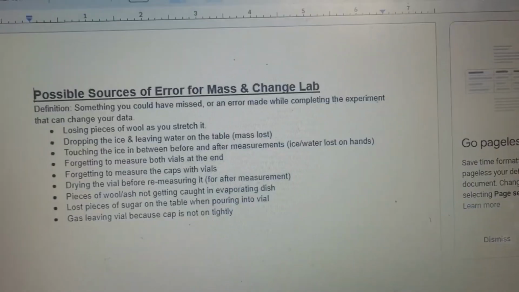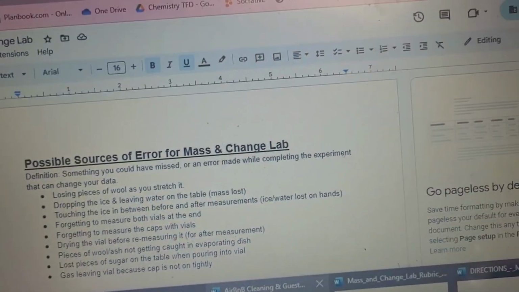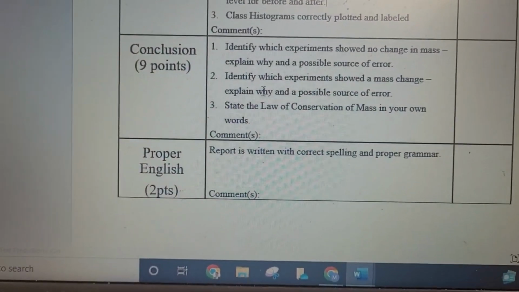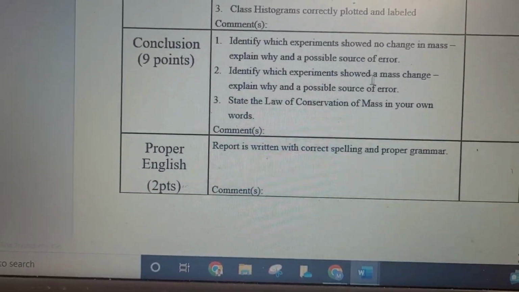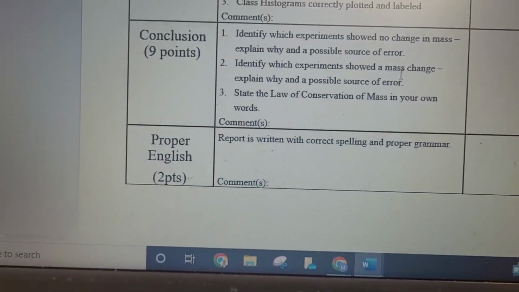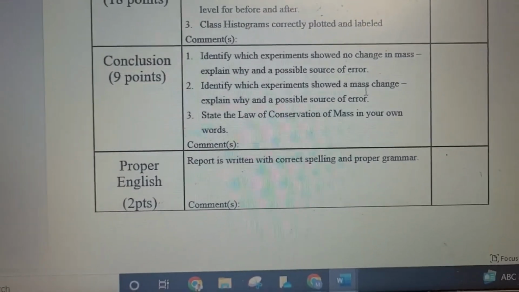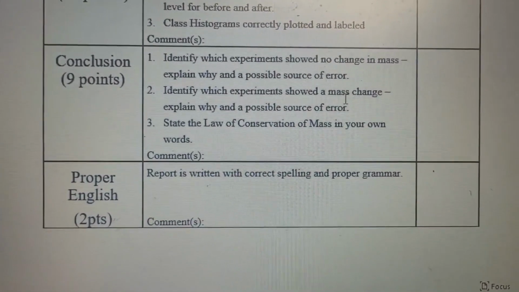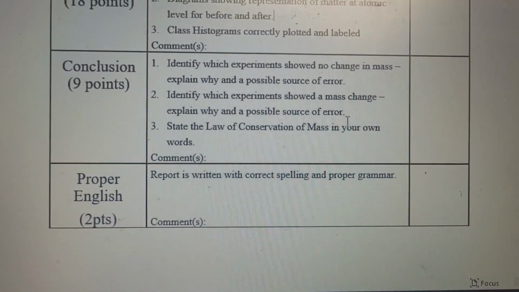So that is what you will type there. And then that next paragraph or next part, you're going to identify which one showed a change in mass. So you're just going to skip a line and then talk about those. So all the ones that had a change in mass and the possible source of error.